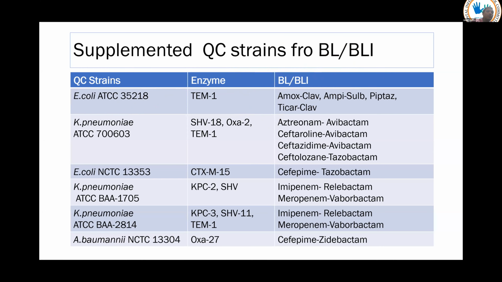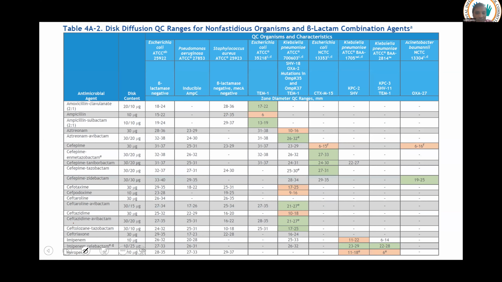I have given you the most common ATCC E. coli strain. This is what we use. Other strains also you can use for testing against the respective BL-BLIs. So these are the acceptable zone diameters for the BL-BLI combination.